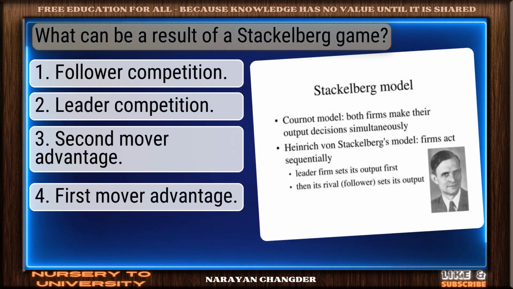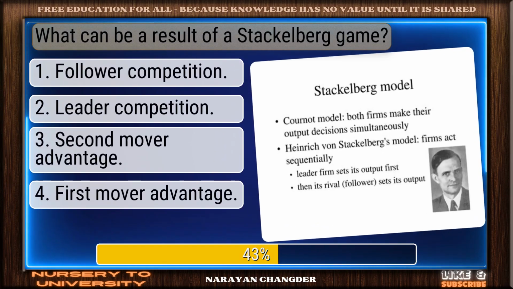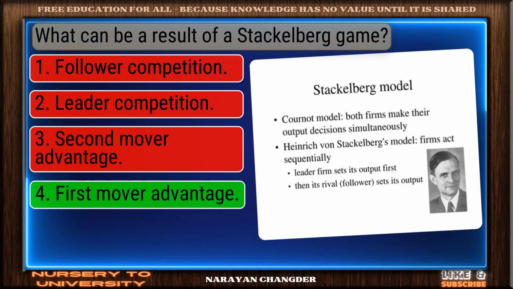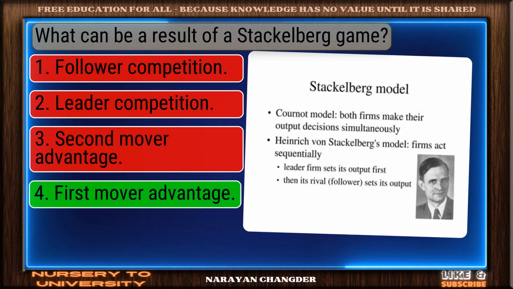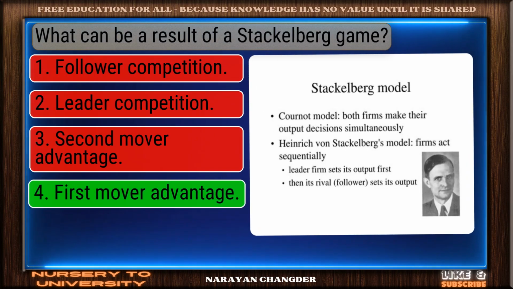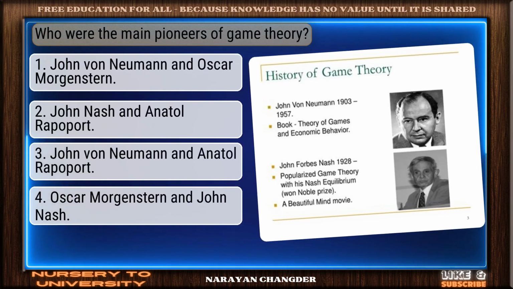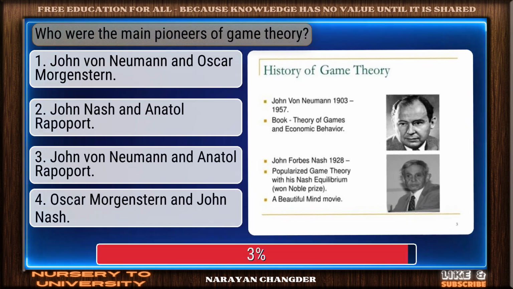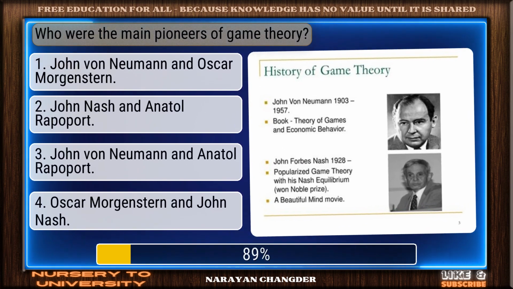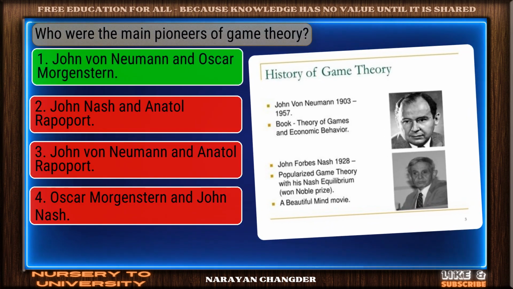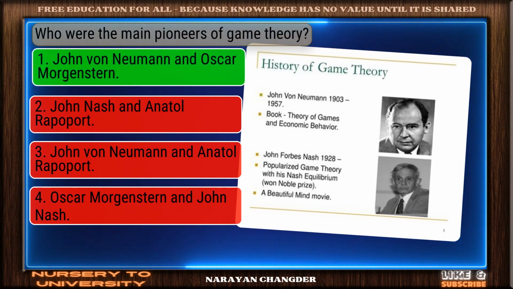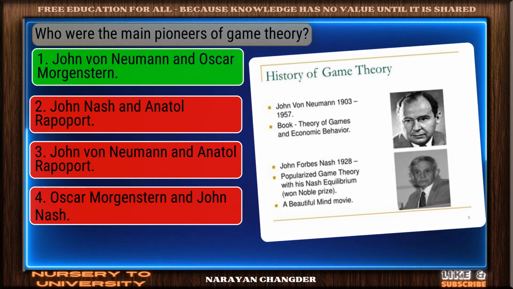What can be a result of a Stackelberg game? Good job. Your answer? First mover advantage works well here. Who were the main pioneers of game theory? Correct. John von Neumann and Oskar Morgenstern is the right answer.